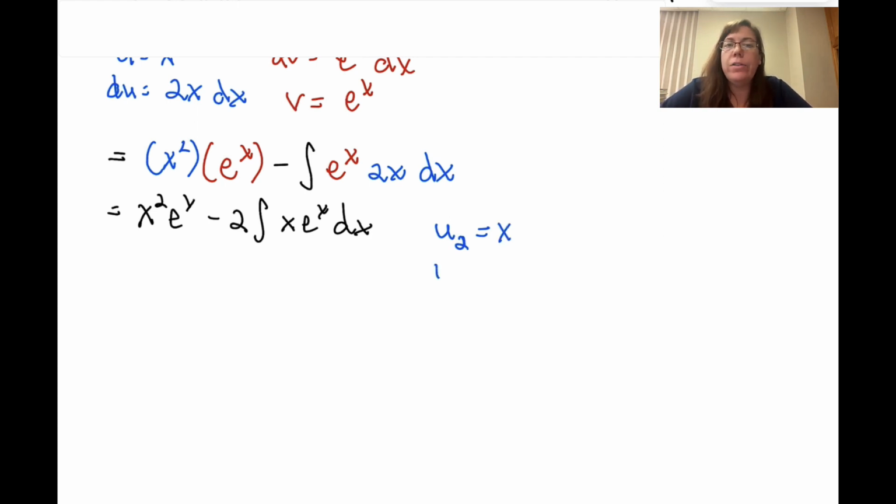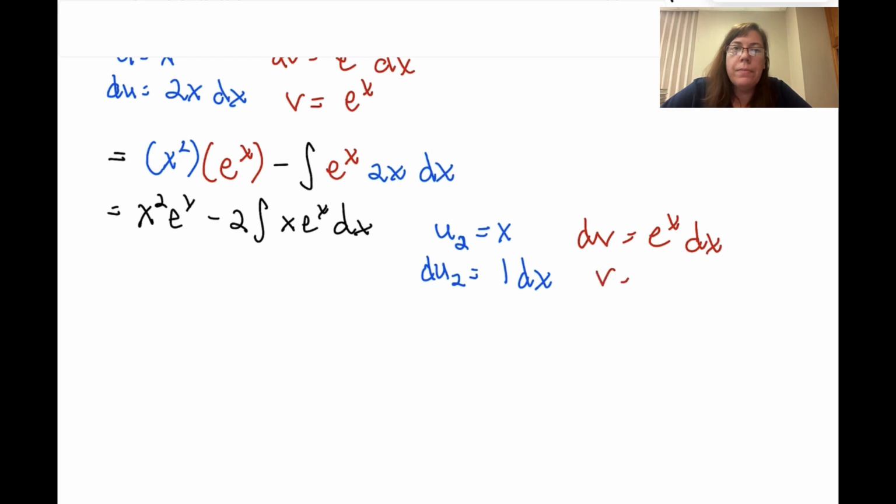The derivative of that is 1. And then my dv is going to be e to the x dx, and the integral of e to the x dx is simply e to the x. So don't forget to copy down that first term and the -2. So we get x squared e to the x minus 2, and then in brackets, we're going to put our integral of x e to the x using our integration by parts formula again.